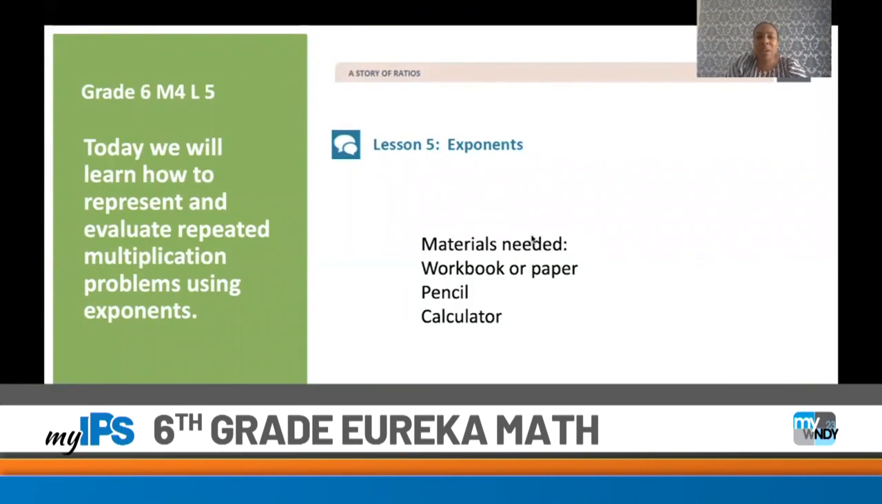Today we will be covering Grade 6, Module 4, Lesson 5. We will learn how to represent and evaluate repeated multiplication problems using exponents. Today you will need a copy of your Lesson 5 workbook. If you don't have your workbook, it's fine. Just grab a piece of paper and a pencil. To make things a little bit easier, you might want to get a calculator as well. You can use a basic 4 function, your computer, a cell phone, or even scientific calculators.